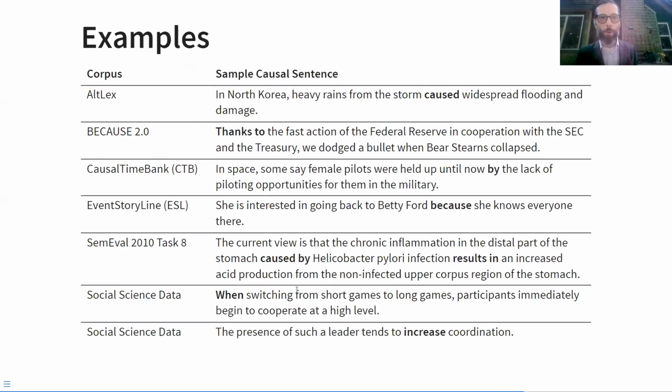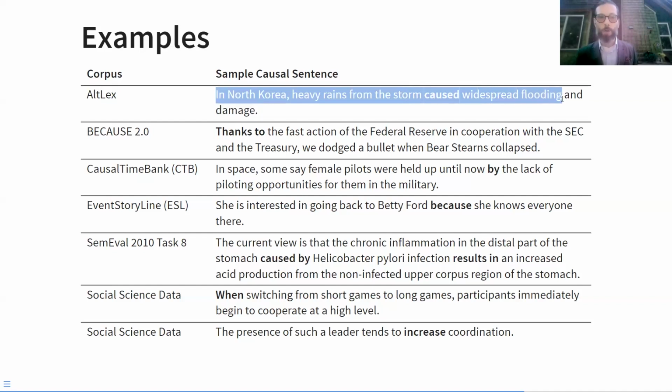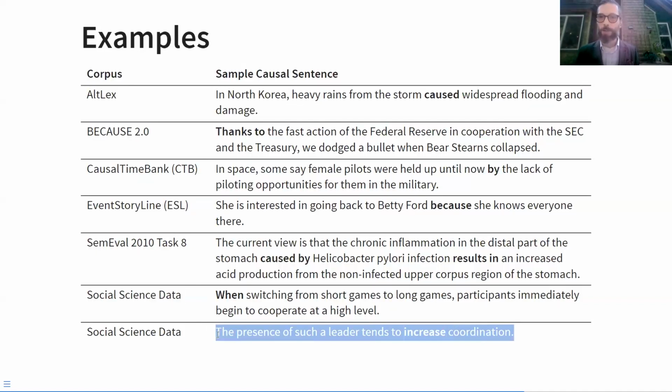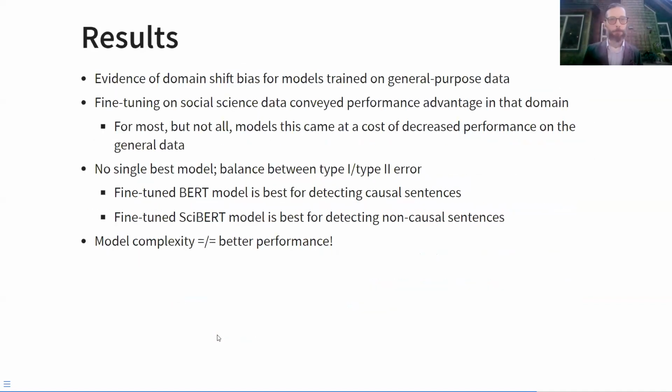So here are some examples. So these are causal sentences, right? So in North Korea, heavy rains caused widespread flooding. That's a causal sentence. And then compare that with one of our social science sentences. The presence of such a leader tends to increase coordination. So increase used as an active verb there signals causality.